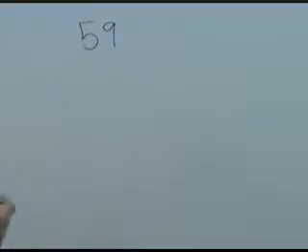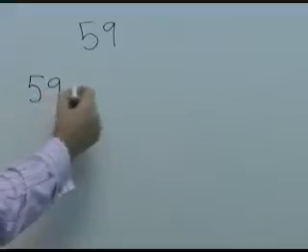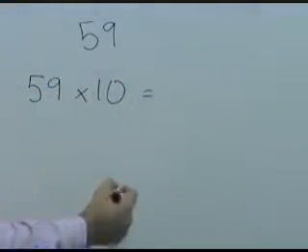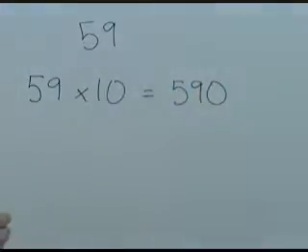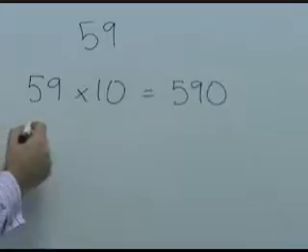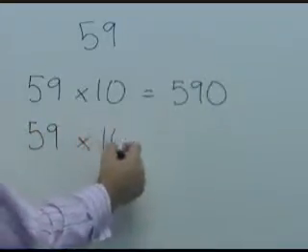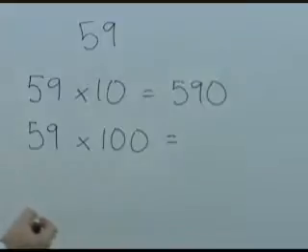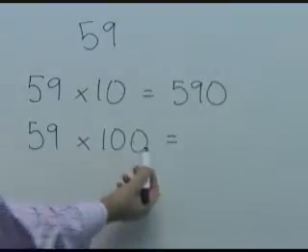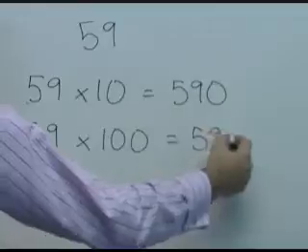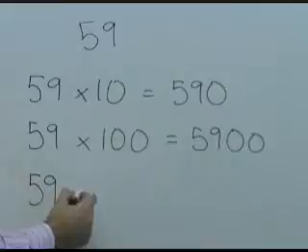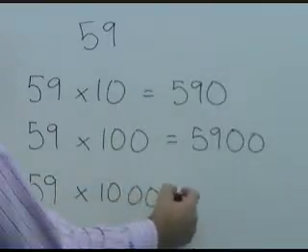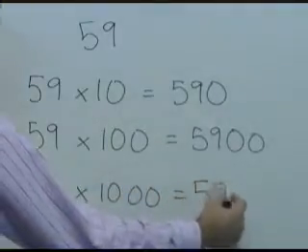So you'll probably be familiar with the shortcut where you can multiply by 10, like this, and add a 0 on the end, because 59 multiplied by 10 is 590. Also, you may know that you can multiply by 100. You multiply 59 by 100, you add 2 zeros on the end, and you get 5,900. Likewise, if you multiply by 1,000, you add 3 zeros.